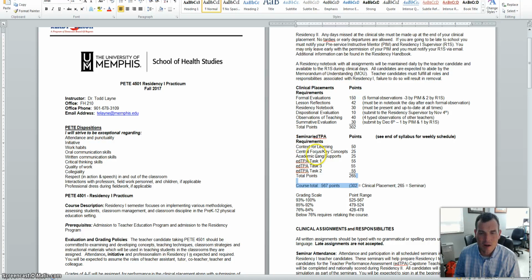Central focus, key concepts. The academic language supports, we changed that to your lesson outlines. And then finally, EdTPA Task 1. This is where I'm really disappointed because I'm missing a lot on Task 1. I was disappointed it wasn't turned in on time. So please make sure when you do Task 2, which is going to be due next week, that you get that turned in on time. We'll go over that here in a minute.